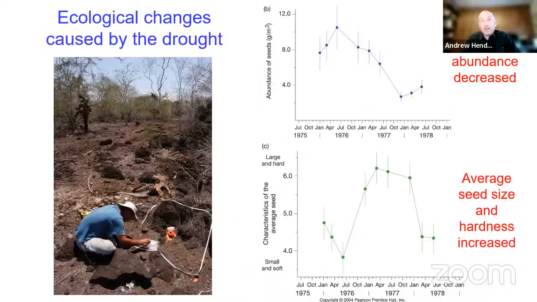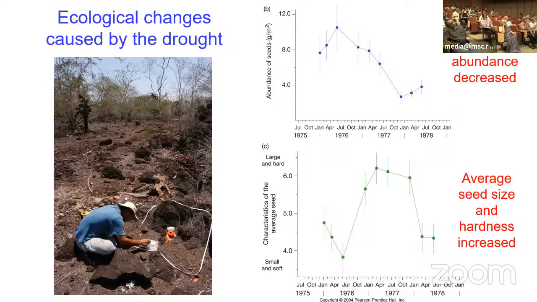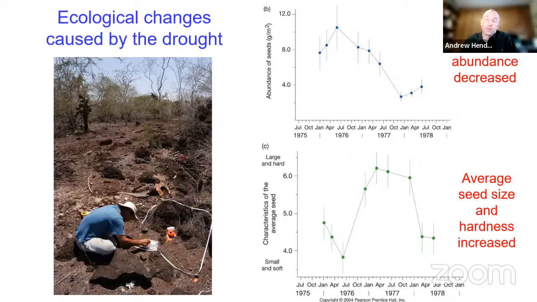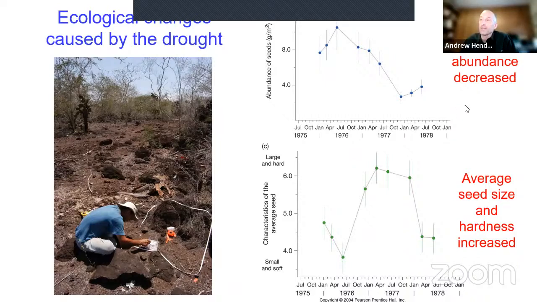So you can see here what occurs during that drought period. If you go out and you measure the seeds that are in the soil, this is my student doing it on the left here, but the same would be true for Peter and Rosemary and their folks. And this shows what happens to seed abundance and how hard the seeds are during that drought period.